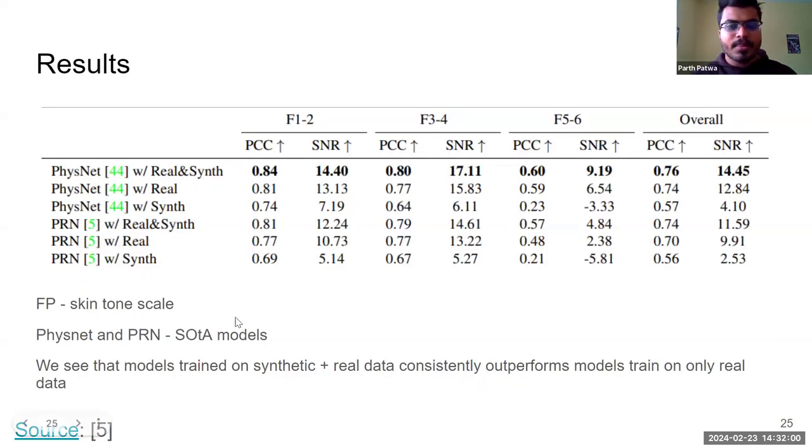And finally, this is what the results were. We see that when we combine the real and synthetic data, the performance was better across all the skin tones, where FP is the skin tone from the lightest to the darkest, as well as overall. So we show that we create a biorealistic GAN, but we also show that including the minority classes enhances the performance for everyone. And we use state-of-the-art models. We just change the data.